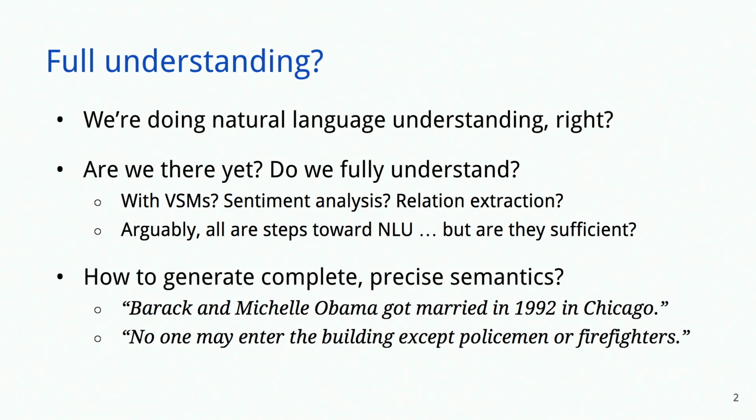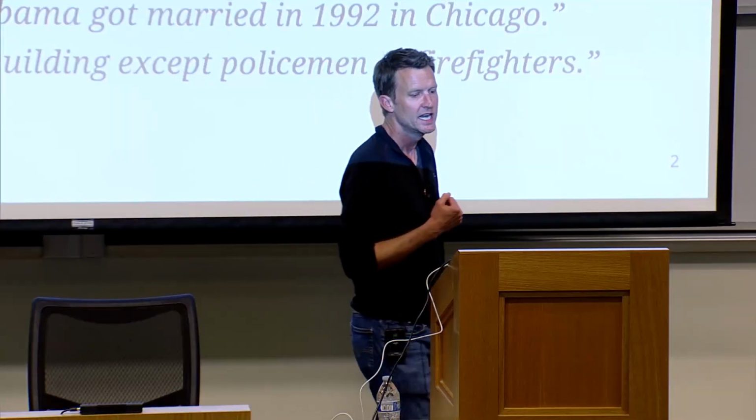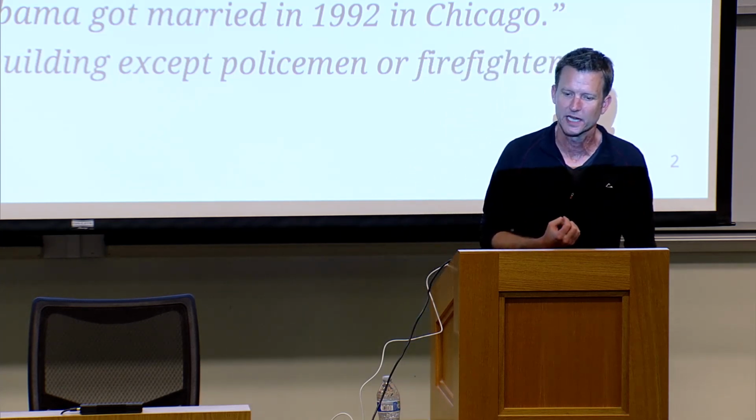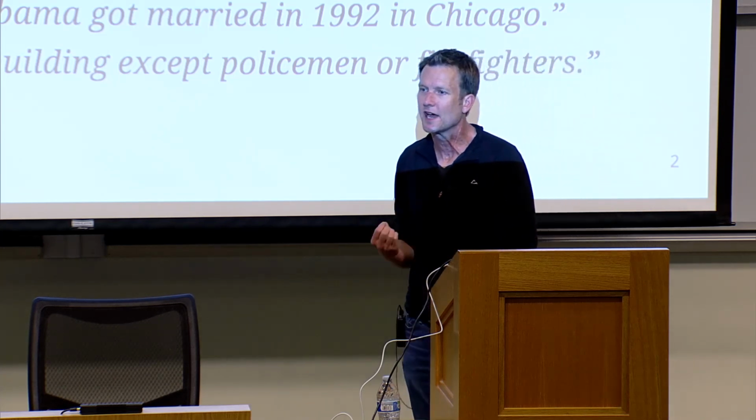At this point in the course, you might be asking yourself, wait, I thought we were supposed to be doing natural language understanding, but I still don't know how to build C3PO. I still don't know how to build a robot that can really understand me. The stuff that we've looked at so far, vector space models of meaning, sentiment analysis, relation extraction, they seem to capture aspects of meaning or fragments of meaning. But there's still a lot that's missing.